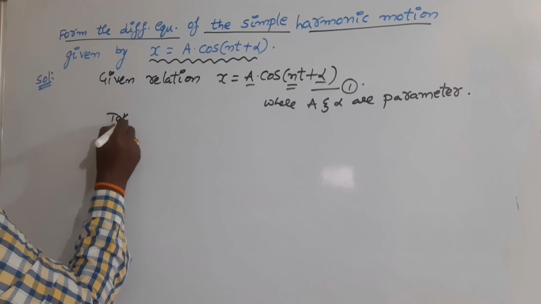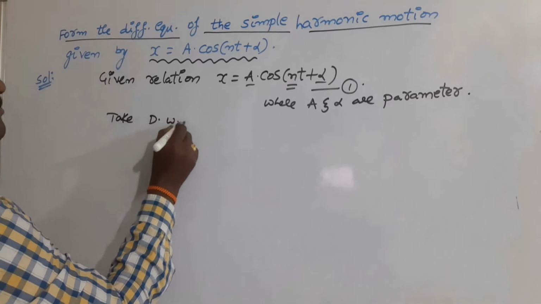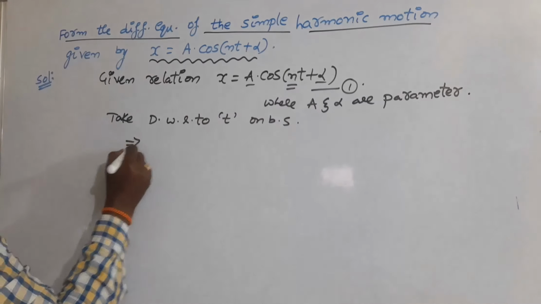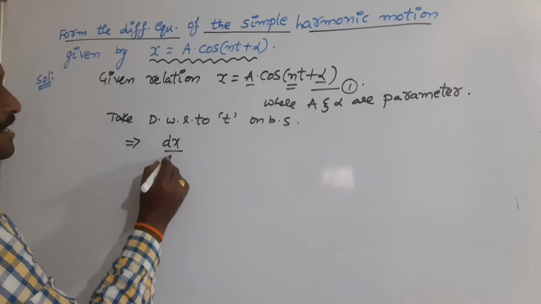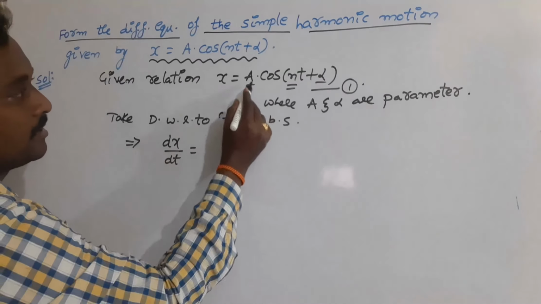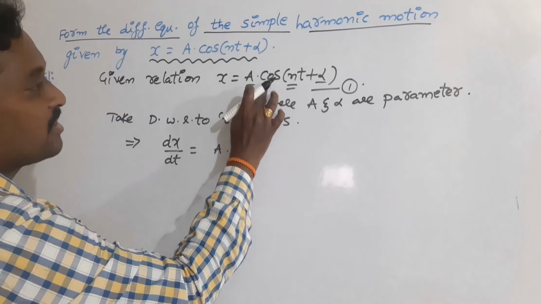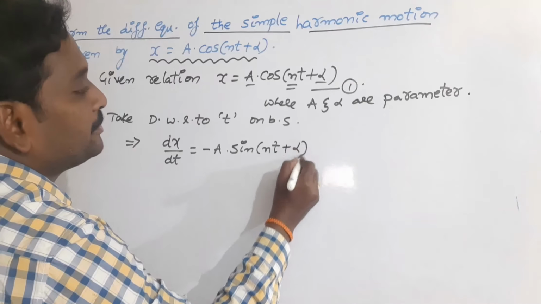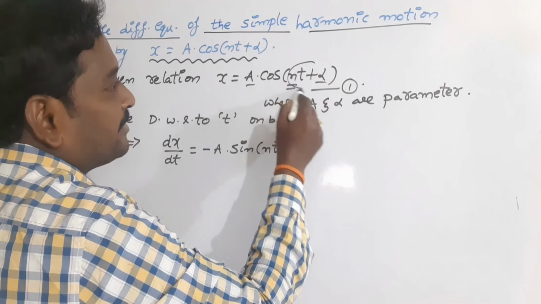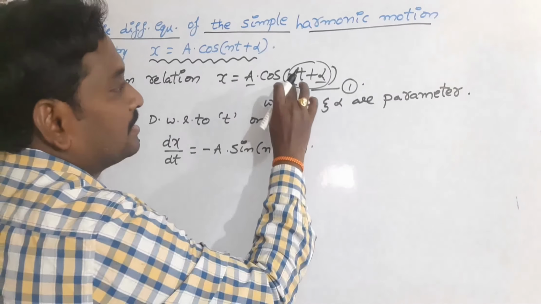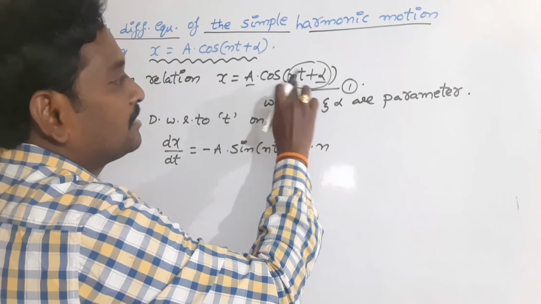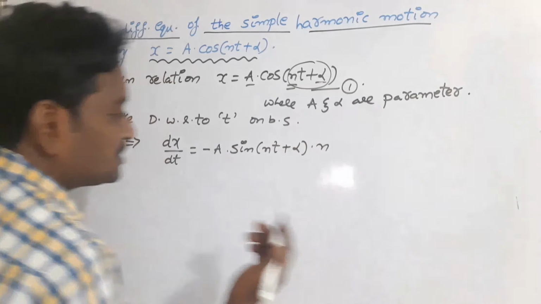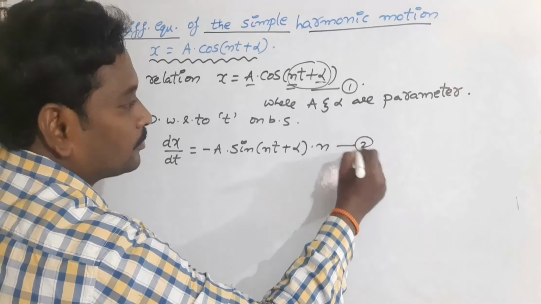So take differentiation with respect to t on both sides. The derivative of x with respect to t, dx by dt, is equal to capital A, which is a constant, and the differentiation of cos is negative sine of nt plus alpha into, again take the derivative of nt with respect to t, which is n only, because differentiation of t is 1, so n into 1 is n, and differentiation of alpha with respect to t is 0. Alpha is a parameter which is a constant. So take it as equation number 2.